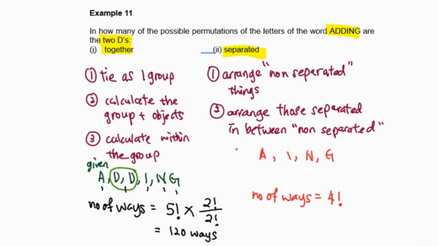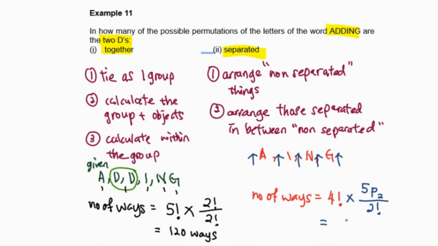And then, when I want to separate those D's, I need to arrange those D's in between these non-separated letters. So the letter D I can put in front of A, here, another place is here, another place is here, another place is here. So out of these five places, I can slot in my D's. When I slot in my letter D's, they will automatically be separated from each other. Therefore, I have five places from which I'm going to choose and arrange the two letter D's. But my two letter D's are identical, so I need to divide by 2 factorial.